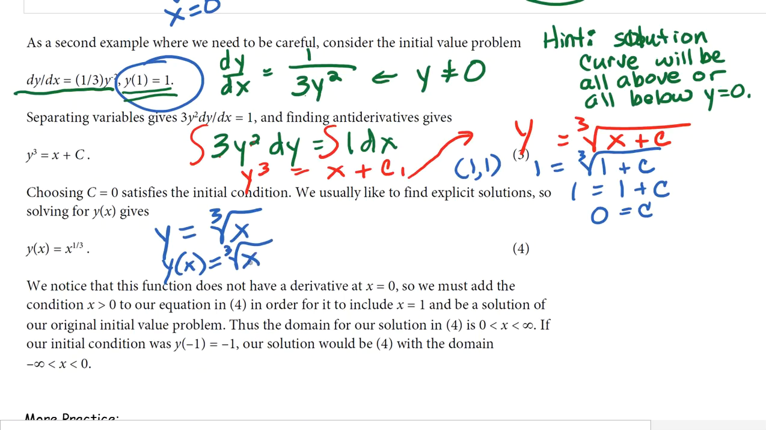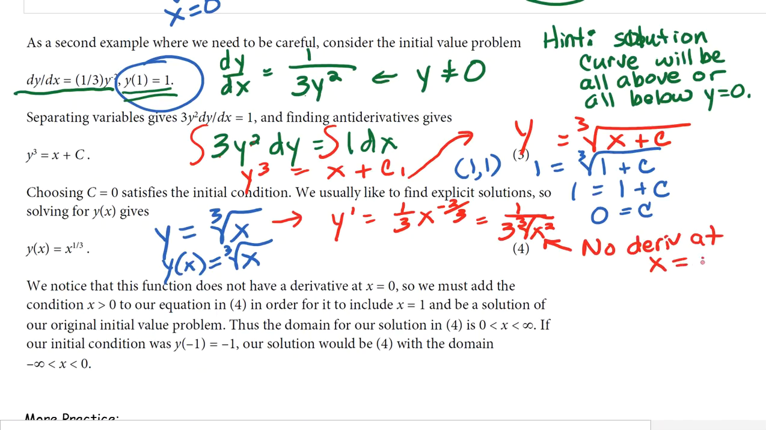All right, and here's the thing that we might not notice about this. Notice that this function has no derivative at 0. What are we saying there? Let's look at the derivative of this. If we did y prime, do you see that we would get 1/3 of x to the negative 2/3? Or if we write it as a fraction, it goes to the denominator. So there is no derivative. There is no derivative at x equals 0.